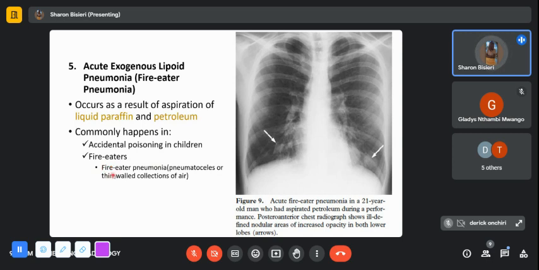So they develop this condition called fire eater pneumonia, where they form pneumatoceles, or thin-walled collections of air within their lungs. The image to the right is a radiograph in a patient who has acute fire eater pneumonia. This is a 21-year-old man who has aspirated petroleum during a performance. In this PA radiograph, you can see nodular areas bilaterally in the right and left lower lung zones.